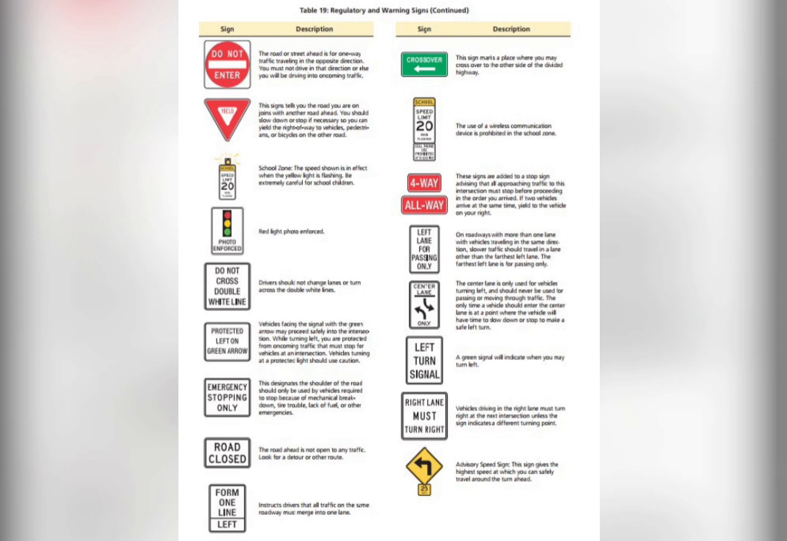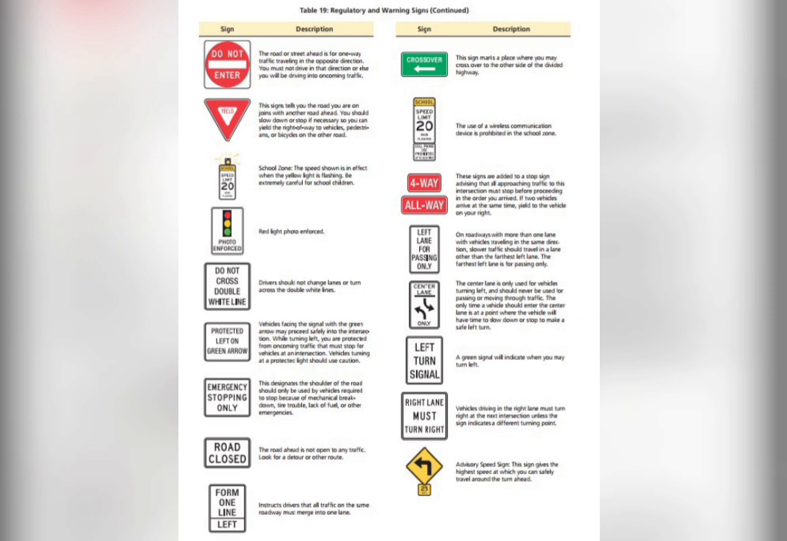Vehicles turning at a protected light should use caution. This designates the shoulder of the road. It should only be used by vehicles required to stop because of mechanical breakdown, tire trouble, lack of fuel, or other emergencies. The road ahead is not open to any traffic. Look for a detour or other route.